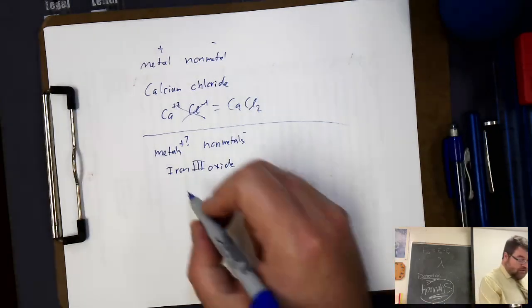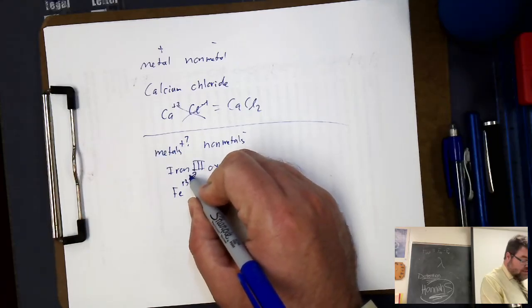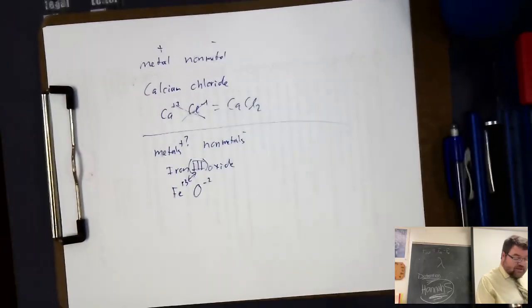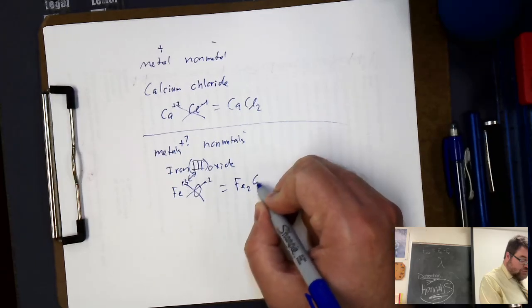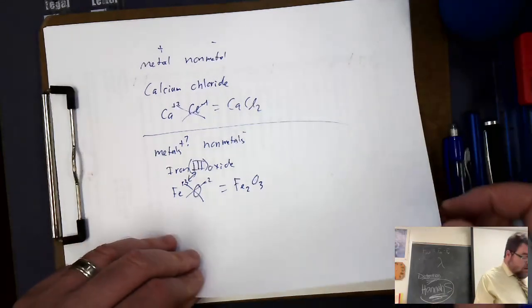Iron tells us the symbol is Fe. We know it's a +3 charge because that's what the Roman numeral is, right? Oxide, as always, is -2. Cross your charges. Fe2O3. Super simple, barely an inconvenience. It gets a little trickier when you're going the other way.